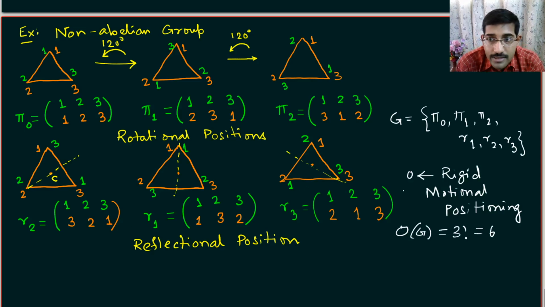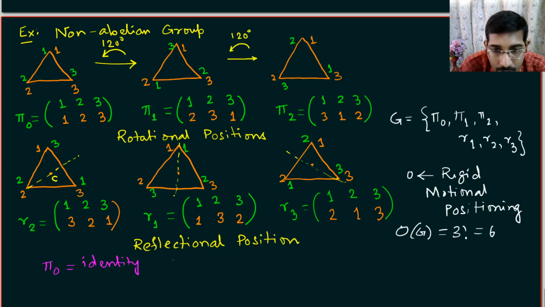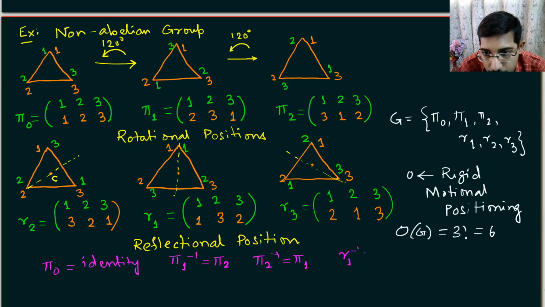Now you see that this is a group. Let me give you a hint for that. This is definitely a group, where you will find that your pi 0 is the identity in the positioning, and you will find that pi 1 inverse is pi 2, and likewise pi 2 inverse is pi 1. You can also find R2 inverse, R1 inverse, every inverse you can find here. So I leave it to you to find R1 inverse, R2 inverse, R3 inverse.